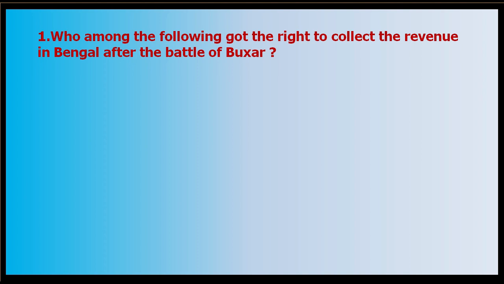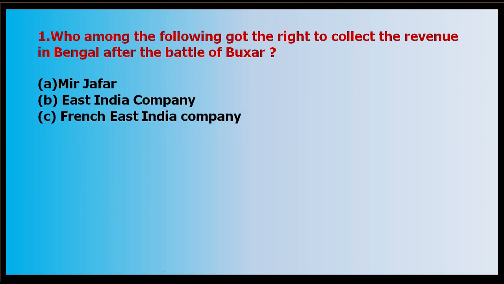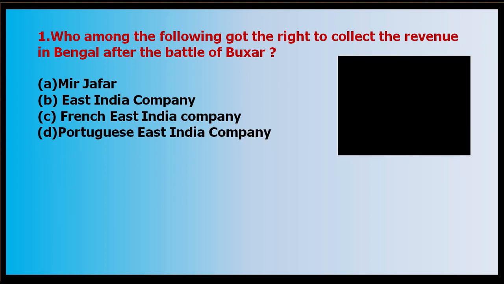As you can see, question number 1 is: who among the following got the right to collect the revenue in Bengal after the Battle of Buxar? Option 1 is Mir Jafar. Option B is East India Company. Option C is French East India Company. And option D is Portuguese East India Company. And your time starts now.